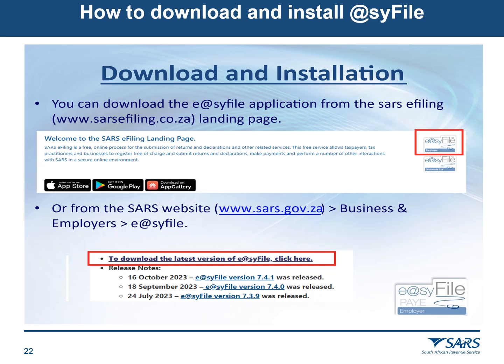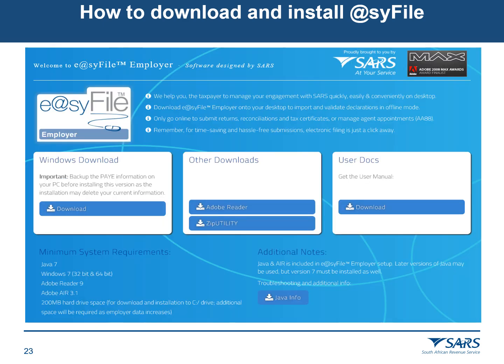Alternatively, if you go to www.sars.gov.za, you can go to Business Employers and then select eFile, and you're going to click on the link to download the latest version of eFile. Please click here. eFile is a Windows-based software and is not compatible with your Apple Mac machines.